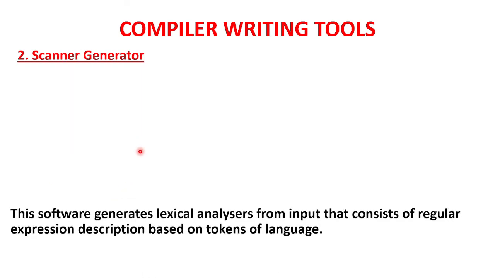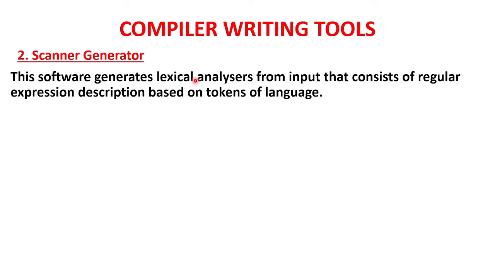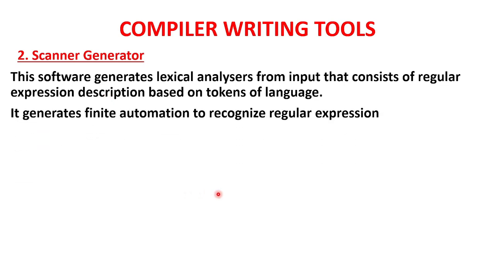Then we have a scanner generator. Now this software generates lexical analyzers from input that consists of regular expression descriptions based on the tokens of a language. Now what is the input to a scanner generator? Character streams or lexemes, and it will generate the tokens. So the scanner generator tool will generate the tokens for you automatically instead of doing it manually. So it generates a finite automaton to recognize regular expressions. An example is Lex provided by the Unix system. This Lex tool you can use as a scanner generator.